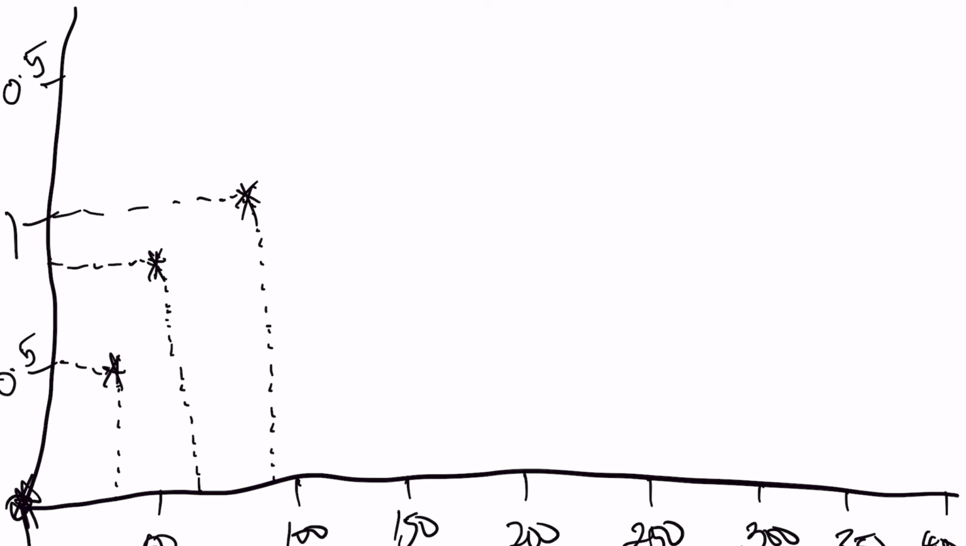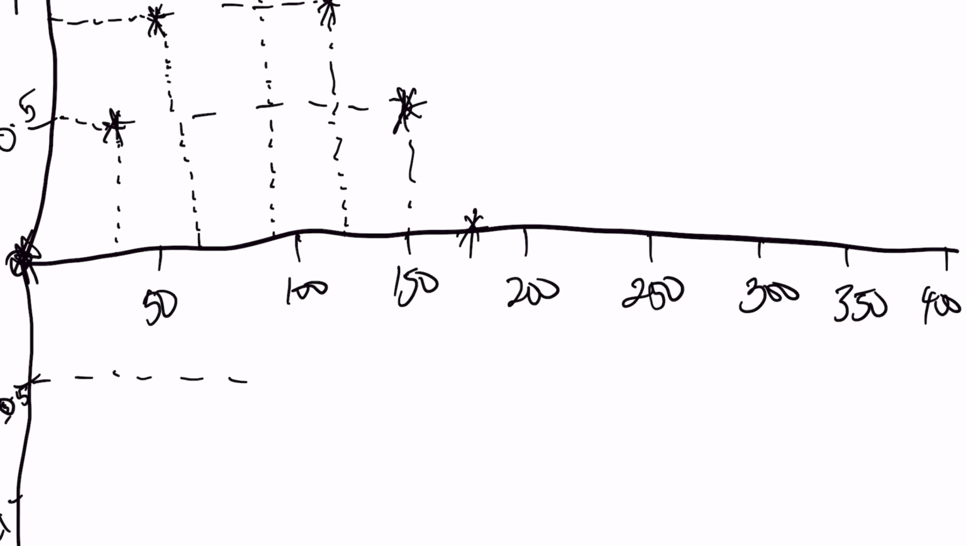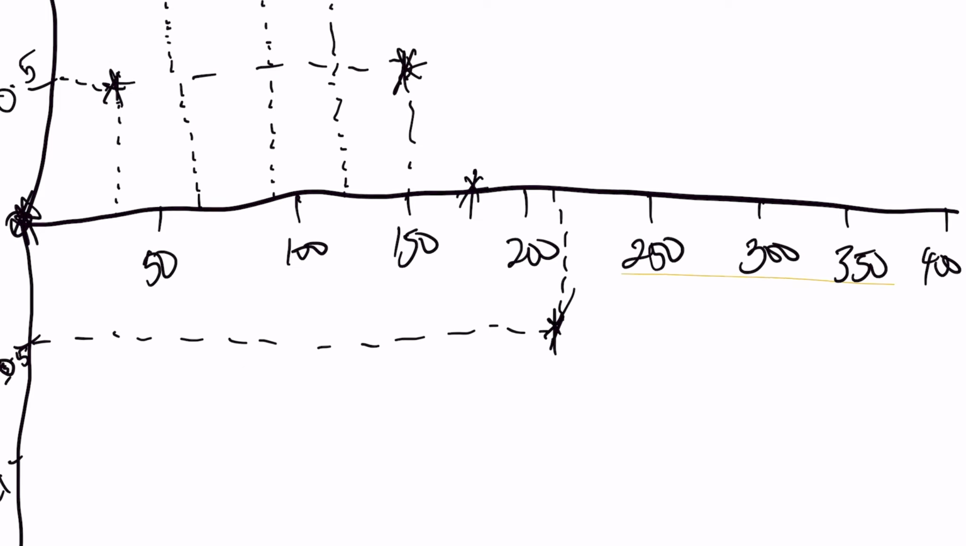At sine 120, we have it to be 0.87. And sine 150, we have it to be 0.5. At sine 180, we have it to be 0. At sine 210, we have it to be minus 0.5. At 240, we have it to be minus 0.87.